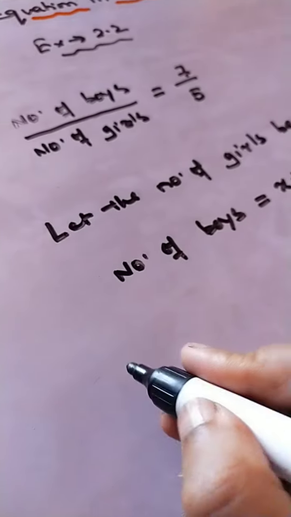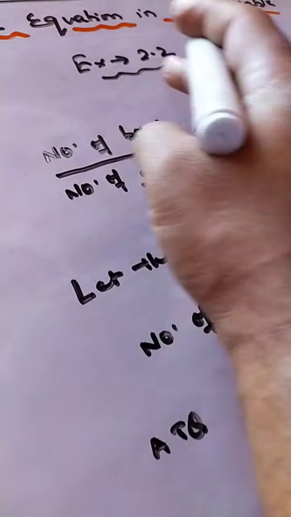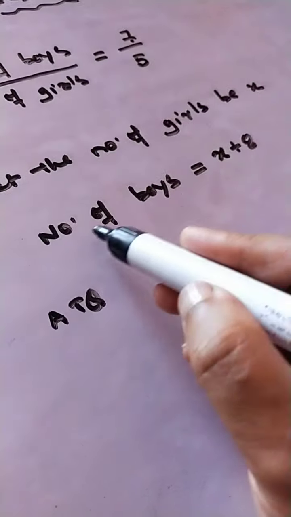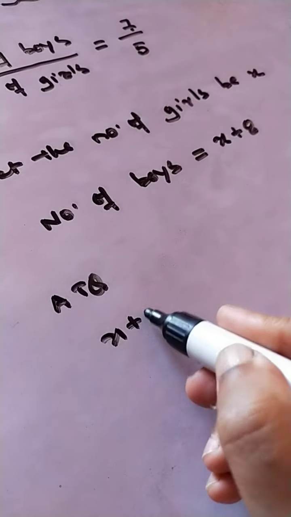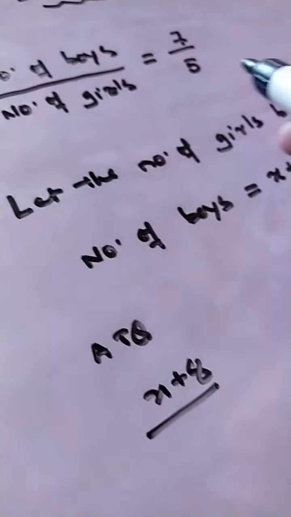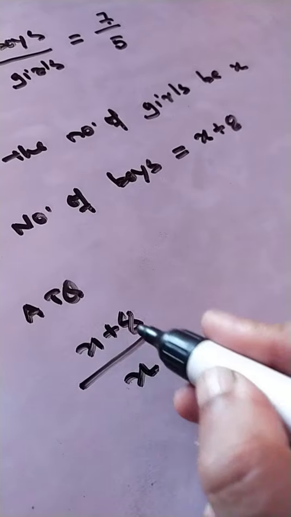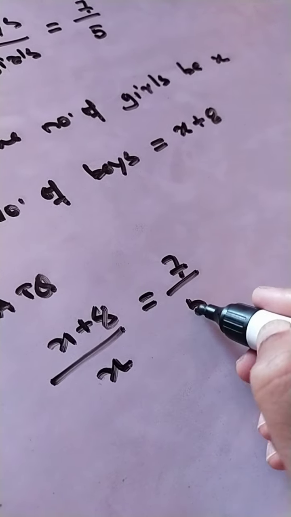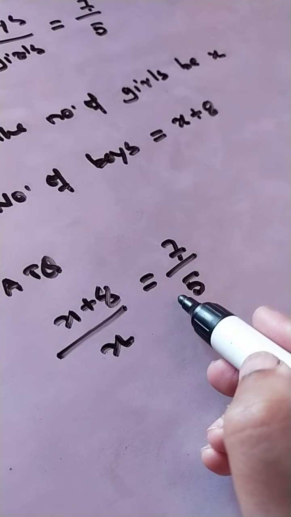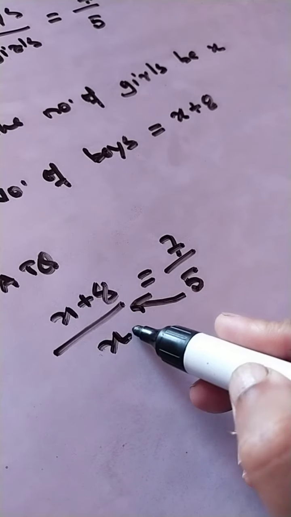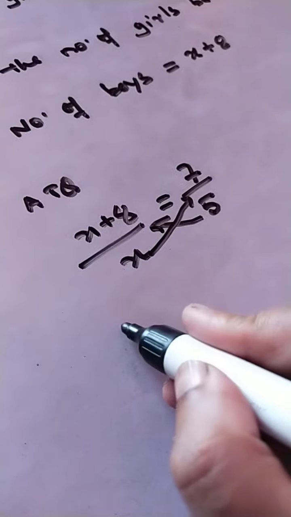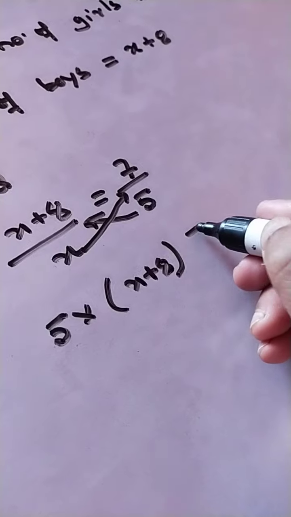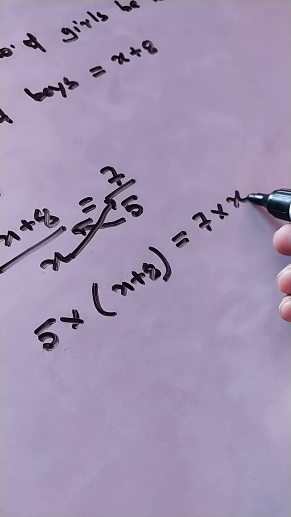Now according to the question, what will we write? We'll use the first statement relation. The number of boys is x plus 8 and the number of girls is x. So number of boys by number of girls would be equal to 7/5. Now we'll do the cross multiplication. 5 will go to this side and x will be transposed to 7. So 5 into x plus 8 equals 7 into x.